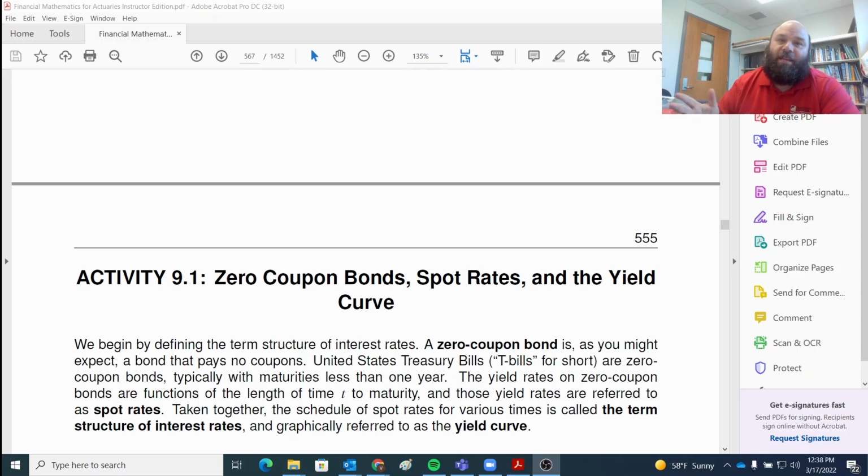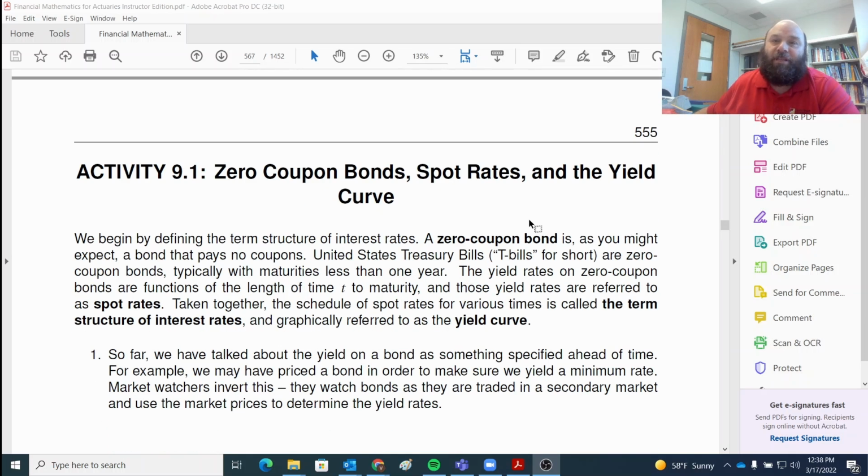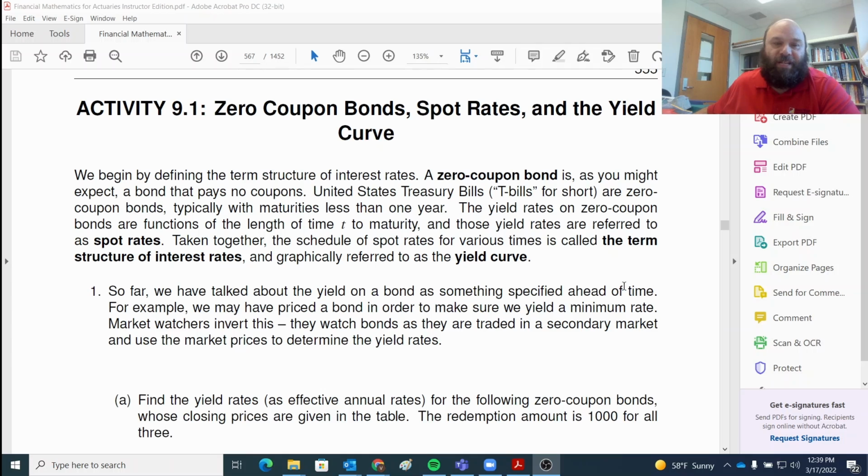So the idea is we could look at the market for zero coupon bonds. Typically what we've done is say, here's the yield rate, and we price the bond to yield that rate. What's the price? But what market watchers do is look at the prices and use that to determine the yield rate or the interest rate. And this is how we see what the market predicts for future interest rates.